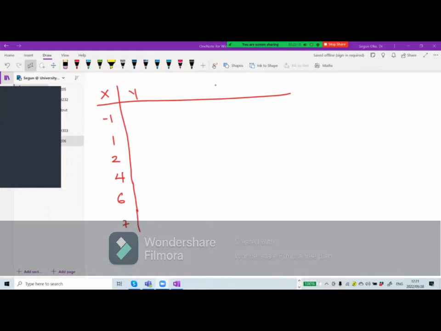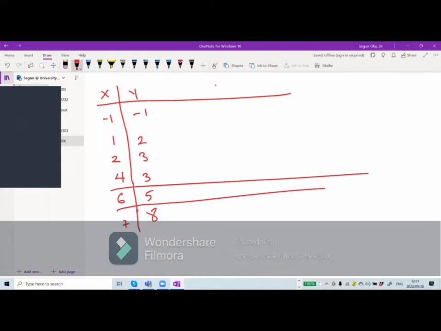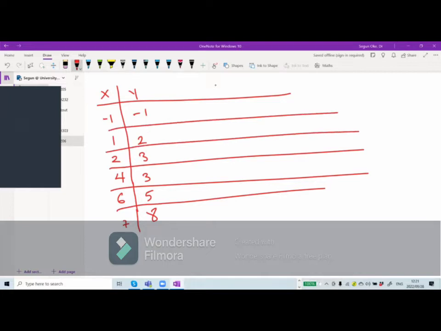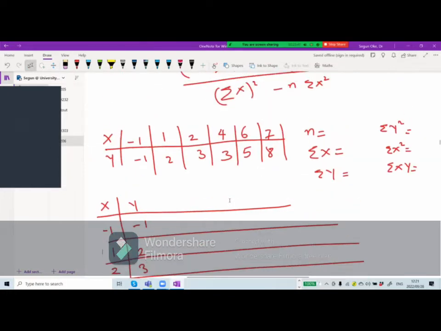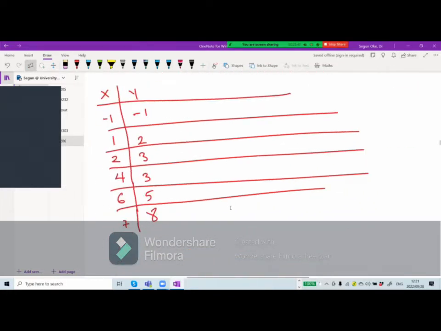So we have -1, 2, 3, another 3, another 5, and 8. Probably I should underline it this way so that we can see the way the trend is moving. Okay, let's move on. The first thing we need is X squared. Let's start from X squared. Everybody square your X.